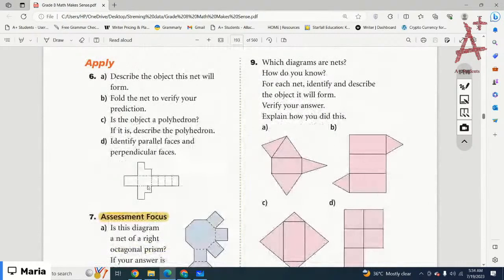Which diagrams are nets? How do you know? For each net, identify and describe the object it will form. Verify your answer. Explain how you did this.